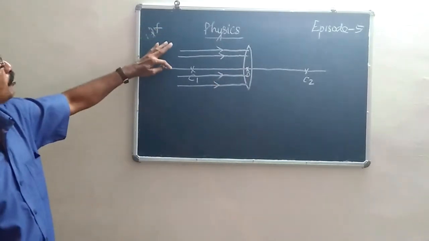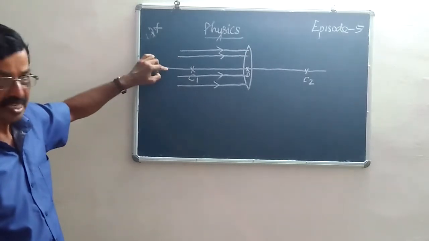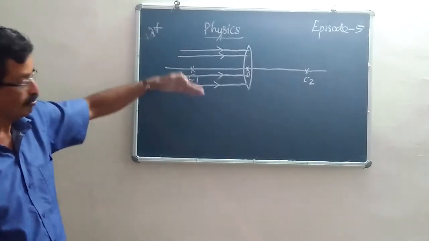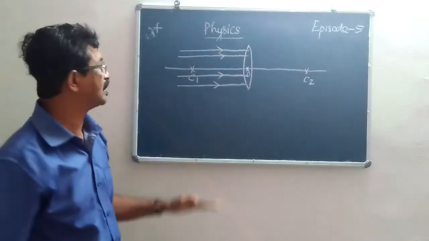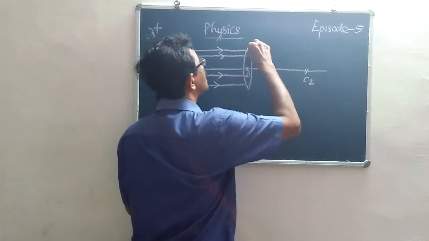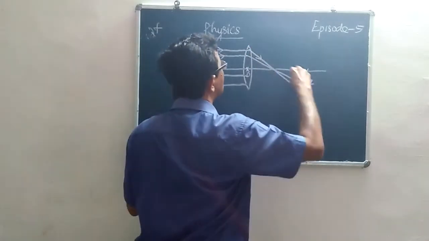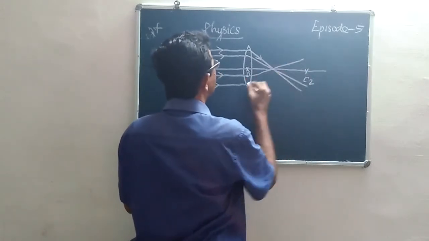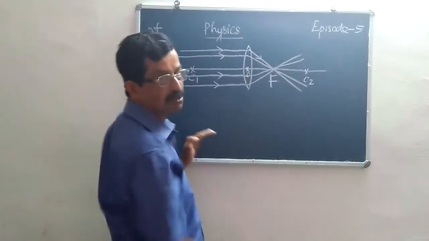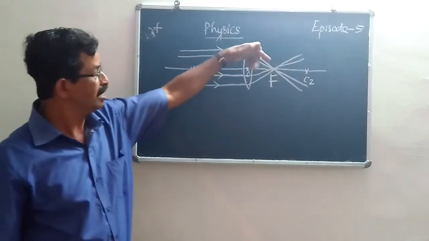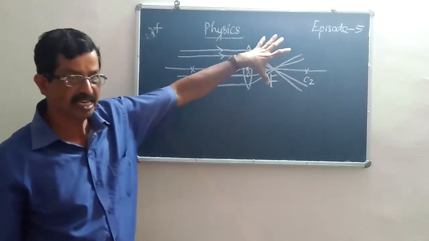Is it parallel to this principal axis, sir? These rays are parallel to the principal axis, yes or no? These are parallel. See, these light rays are parallel to this principal axis. After refraction, this passes through this. This also, after refraction. This also. These all pass through this point on the principal axis. This point is the principal focus. And these light rays are converging here.